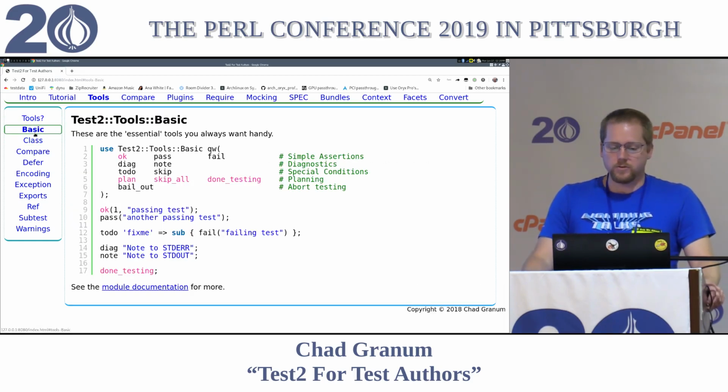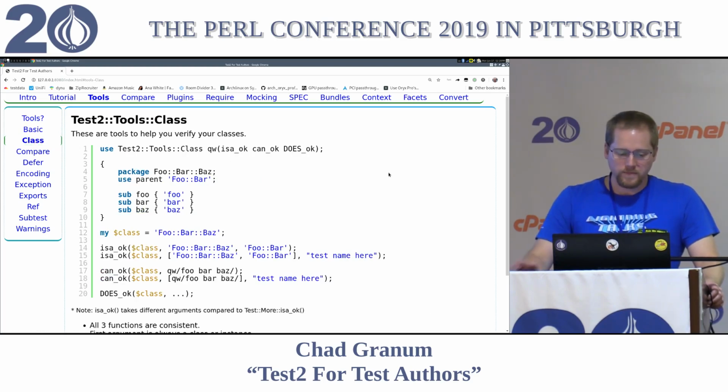So there's Test2::Tools::Basic. Just about everything here is included in V0. It gives you ok, pass, fail, diag, note, todo, skip, all the things you're used to with Test::More. So I'm going to skip that one because I'm hoping most of you already know what all those do.